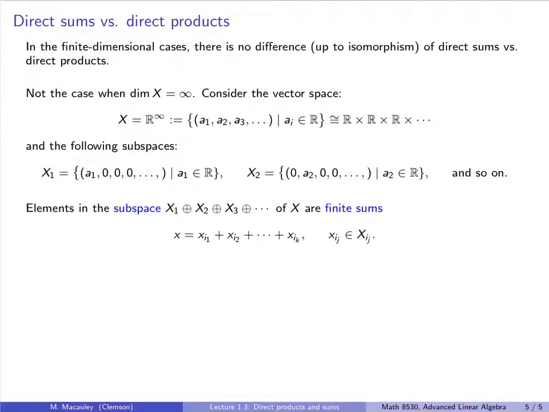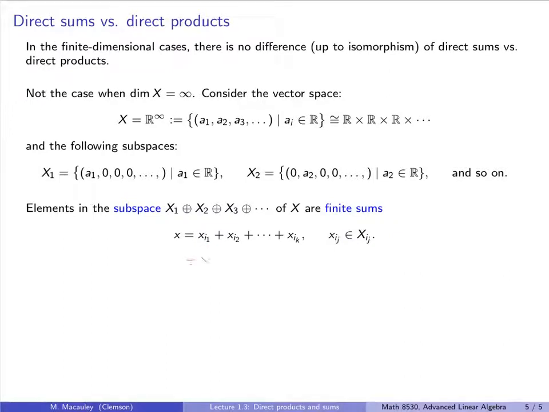Elements in the direct sum of these subspaces are, by definition, finite sums. So we are only allowed to add up finitely many things. So I will write x to be x_{i1} plus x_{i2} plus all the way up to x_{ik}, where x_{ij} is in some big X_{ij}. Now, this double subscript notation I'm using because it lets it be open as to what these indices are.